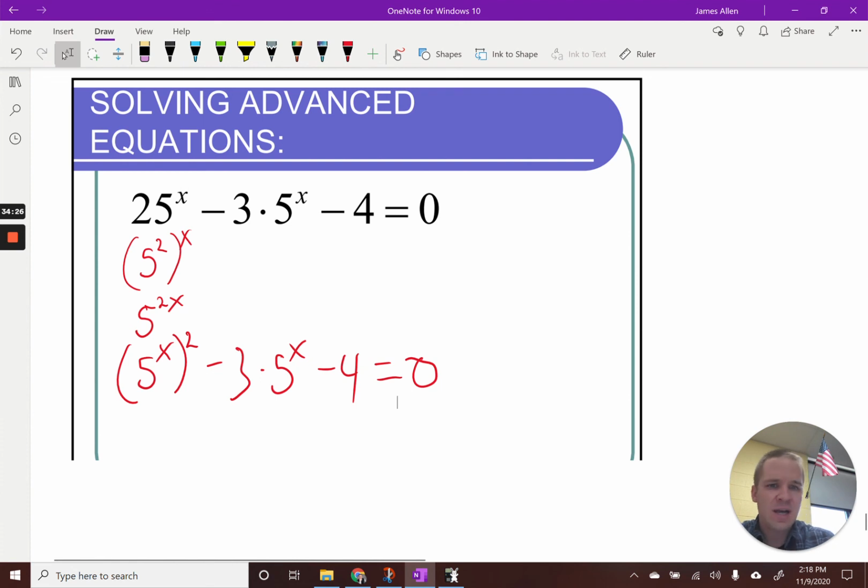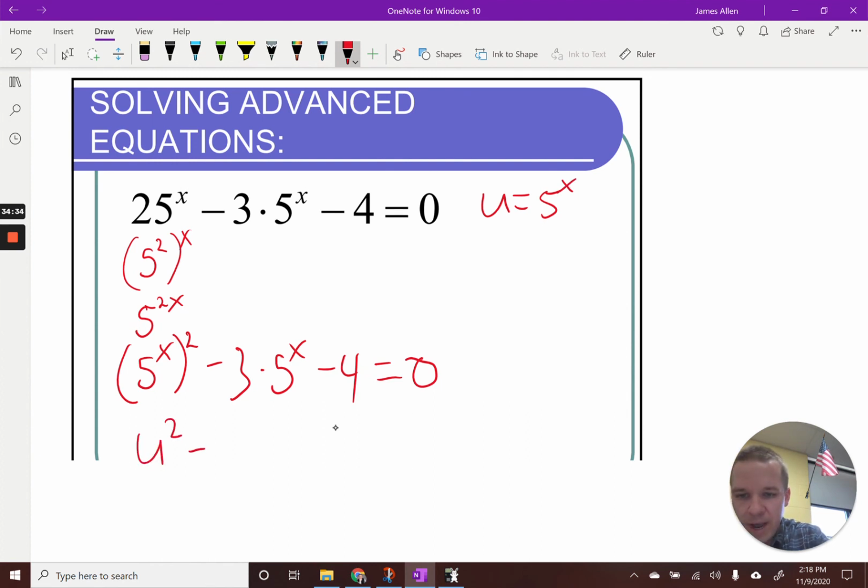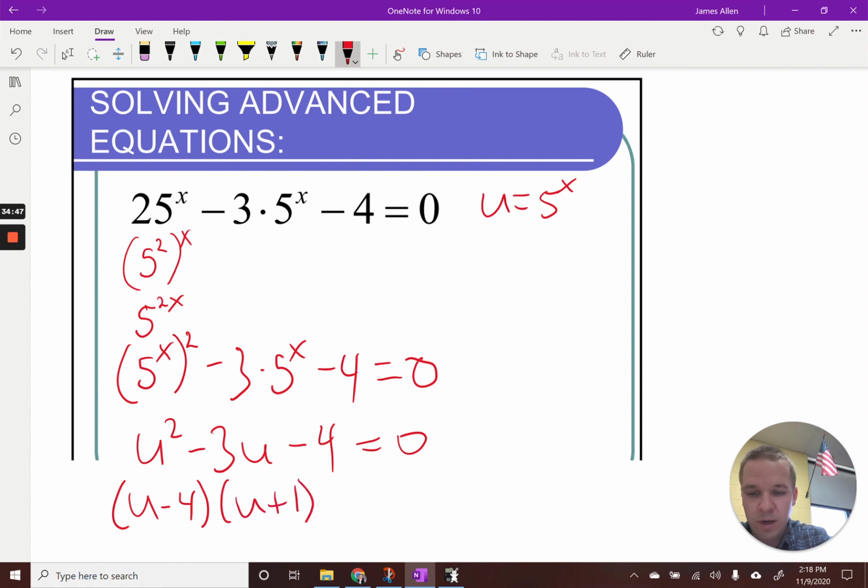Well, now I have a 5 to the x and a 5 to the x, so how about we let u equal 5 to the x, and I can go ahead and do my little U-substitution fun. So I have u squared minus 3u, ooh, a coefficient, that's cool, minus 4 equals 0. If I factor, what multiplies to negative 4 and adds to negative 3? Well, that would be u minus 4 and u plus 1 equals 0. U equals 4 and u equals negative 1.